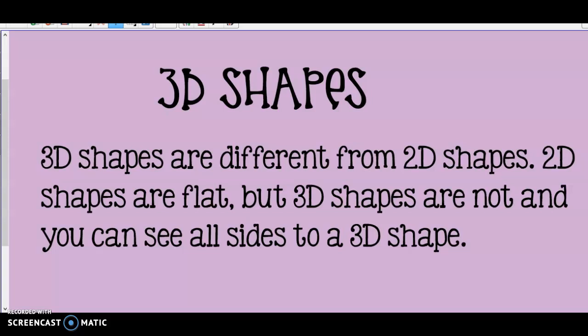So if you're ever going to a 3D movie, you have to wear those special glasses, and it looks like the objects are popping out at you from the screen. That's because that is a 3D shape, which means you can see all around the shape. Let's look at some examples of 3D shapes that we are going to learn about today.